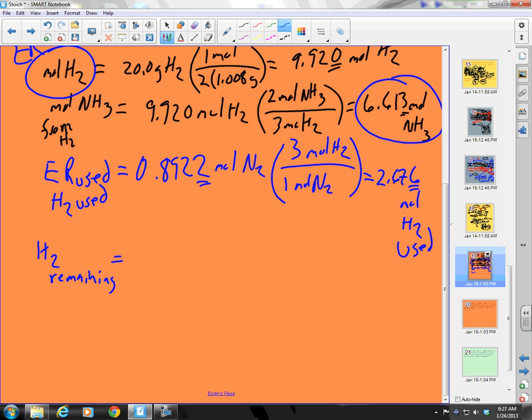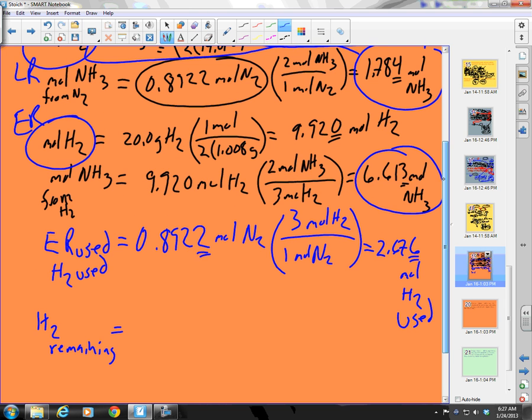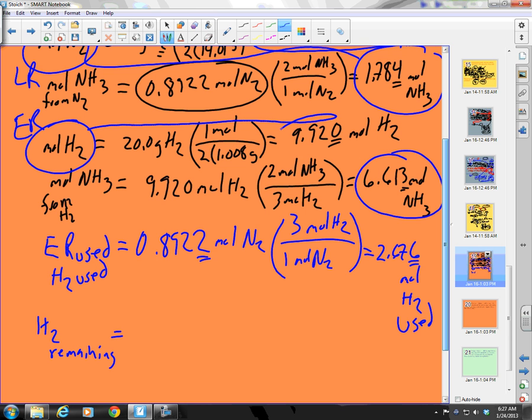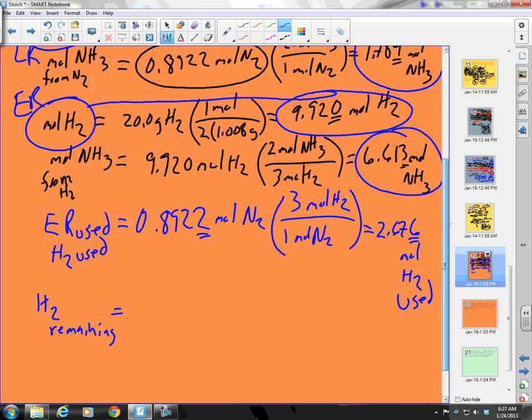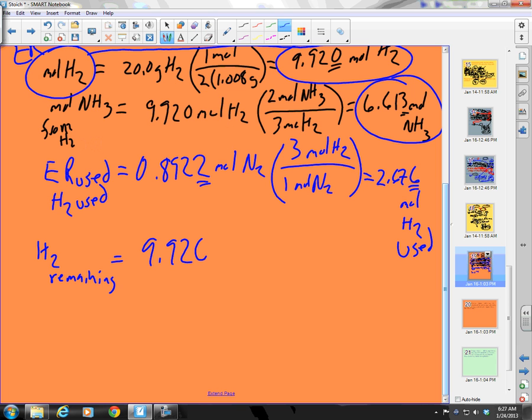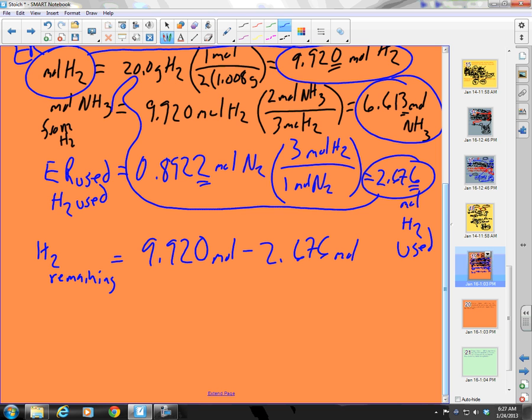Well, I'm going to take the moles of H2 I start with. How many moles of H2 did I start with? Here's my moles of H2 right here, my 9.920. 9.920 moles of H2 minus how much was used up? 2.676. And what do we mean used up? That's how much was reacted with my 0.8922 moles of nitrogen. For my 0.8922 moles of nitrogen to react, it requires 2.676 moles of my hydrogen.